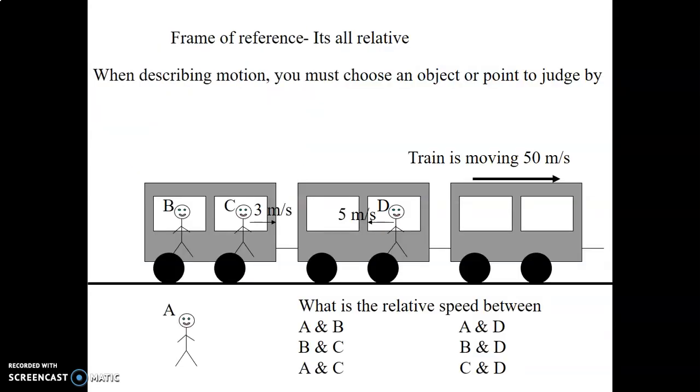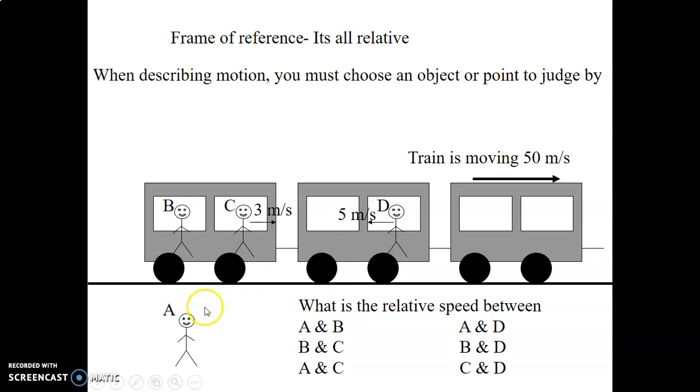So again, motion is always judged relative to something else. Now we'll talk about relative speed, the speed compared between two objects. For example, here we've got a train, and the train is moving at 50 meters per second relative to the ground. We've got a, quote unquote, stationary observer, person A. We have person B, who is on the train and is simply standing. Person C is walking to the front of the train at 3 meters per second, and person D is walking backwards at 5 meters per second. We want to figure out the relative speed between each of these people.